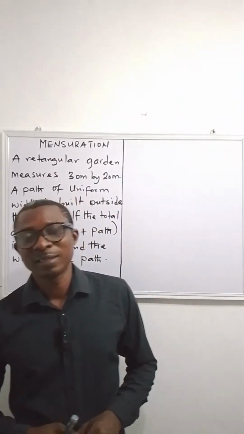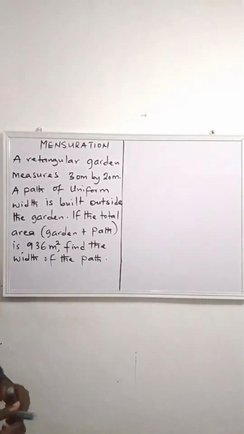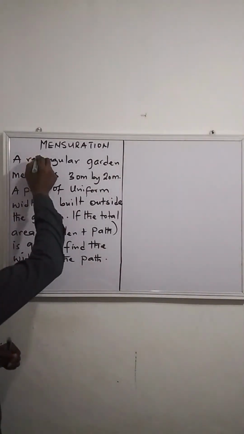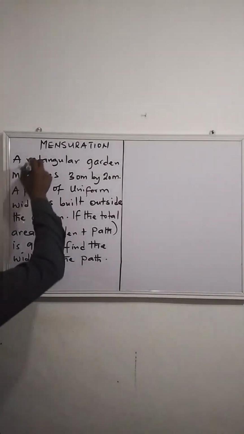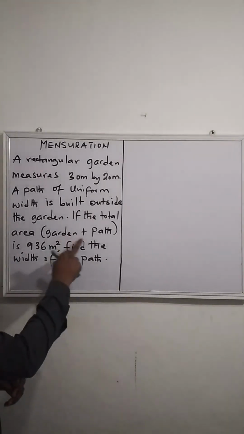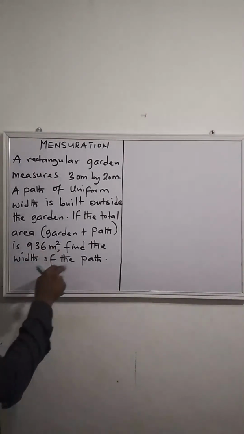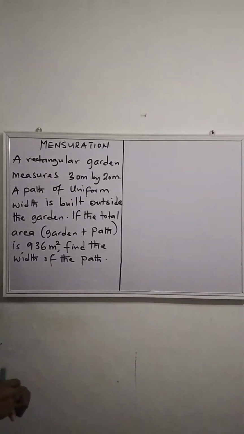All right, okay, let's start with the first question for today under plane shape. We have a rectangular garden measures 30 meters by 20 meters. A path of uniform width is built outside the garden. If the total area, the garden plus the path, is 936 meters square, find the width of the path.